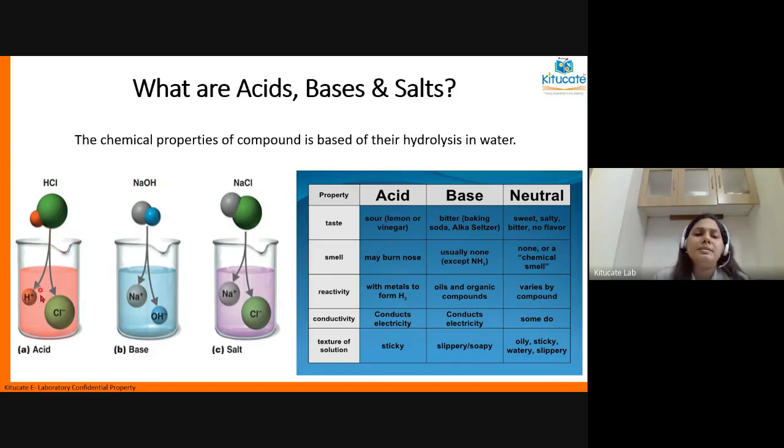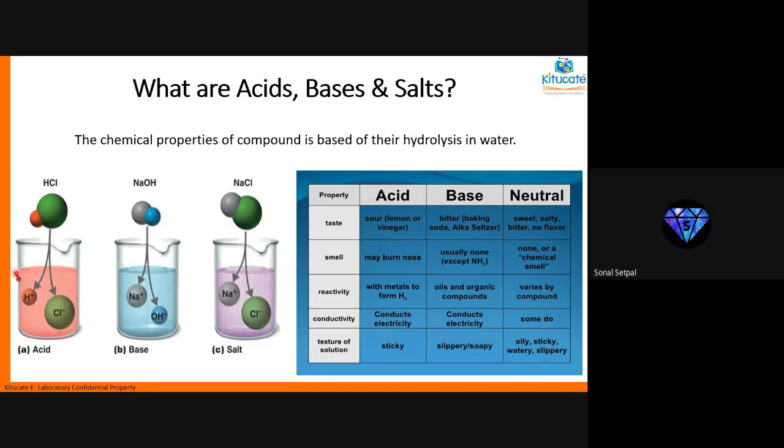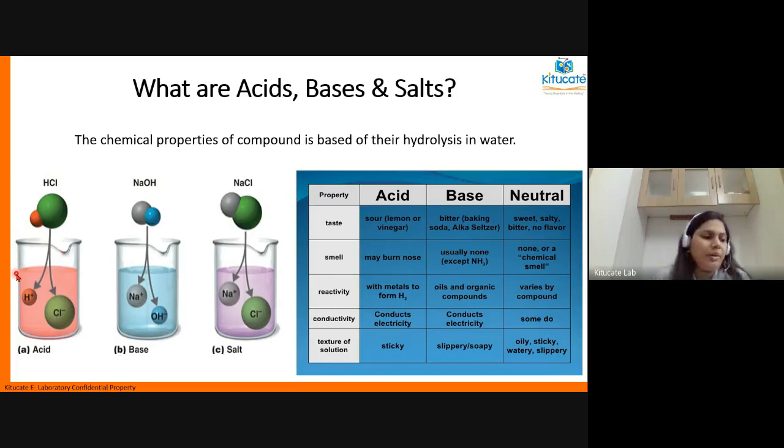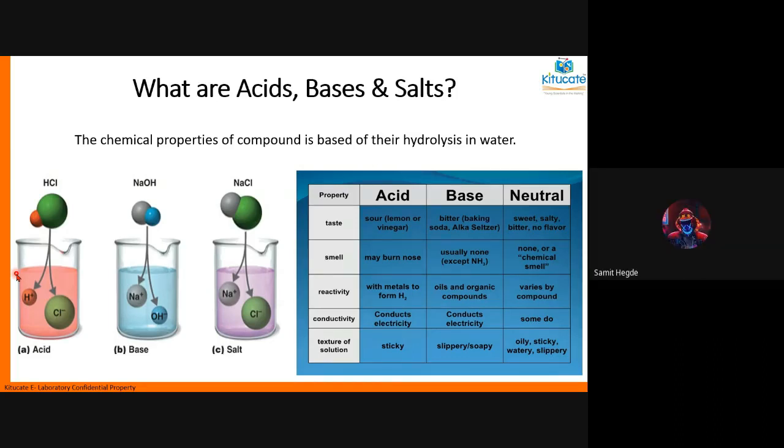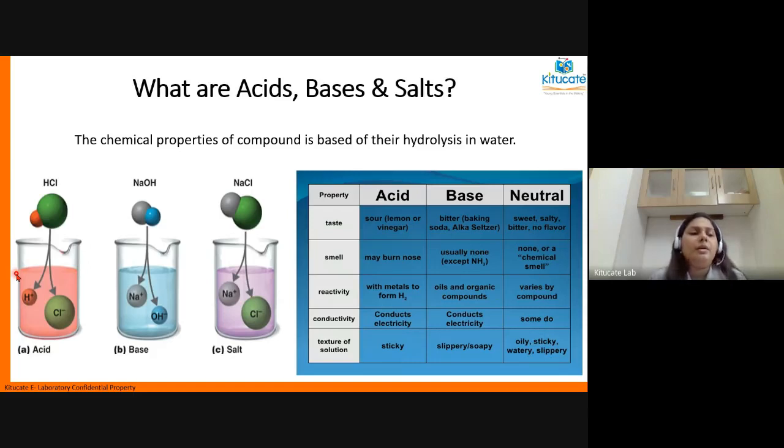Now, when we are mixing them in water, what is happening? The ions get separated. So, acids have H plus ions. You all know what ions are? I have asked you all to write what an ion is. Have you all heard about it before? No, ma'am. I've heard of it, but I don't know the exact meaning. Okay. Do you all know the structure of an atom?